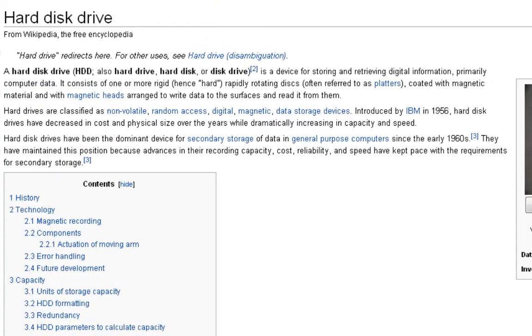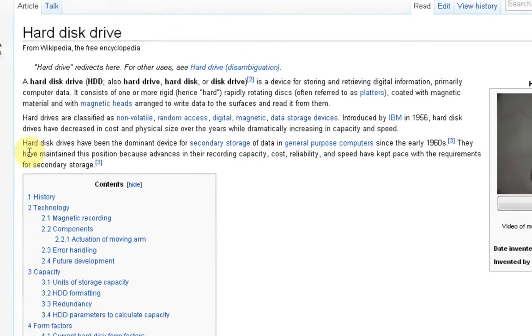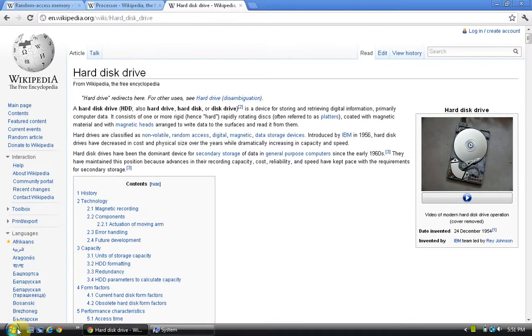And then if we go on over to hard disk drive, which is also considered hard drive or HDD or hard disk, this is a device for storing and retrieving digital information. We're going to go over and show you your hard disk drive on your CPU.